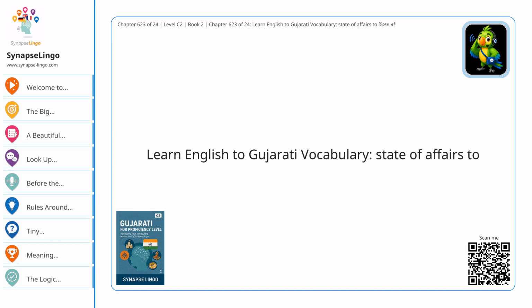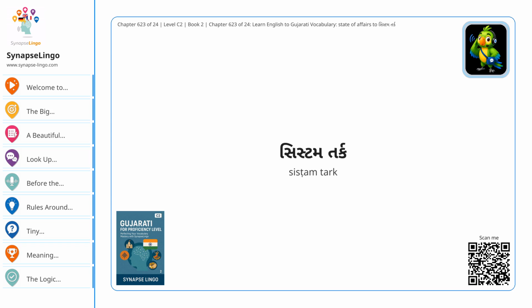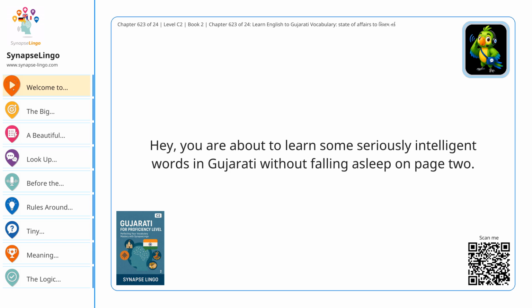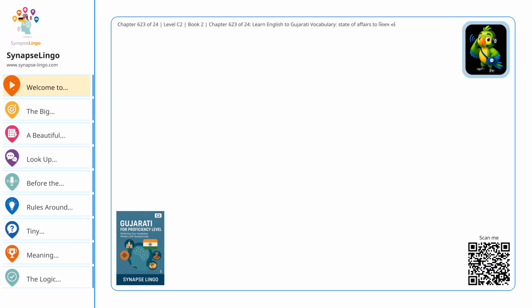Learn English to Gujarati vocabulary, State of Affairs 2. System તર્ક. Welcome to today's Brain Gym. Hey, you are about to learn some seriously intelligent words in Gujarati without falling asleep on page 2. Yes, it is possible, and yes, we will keep it fun.